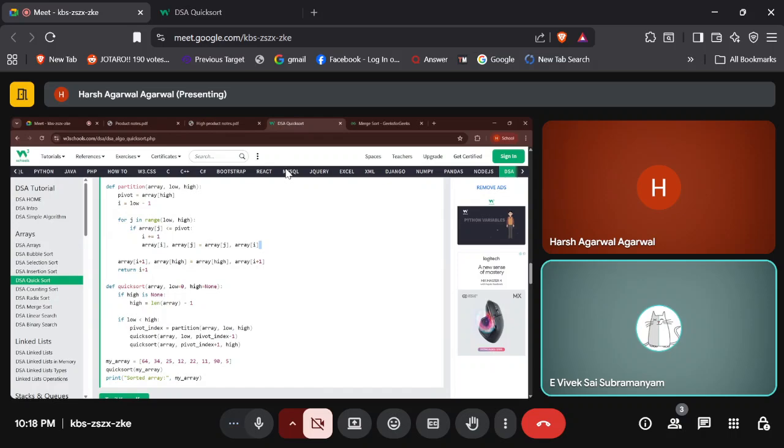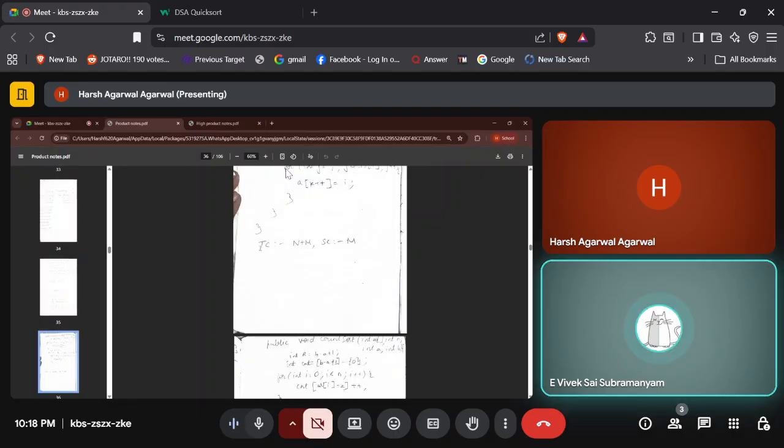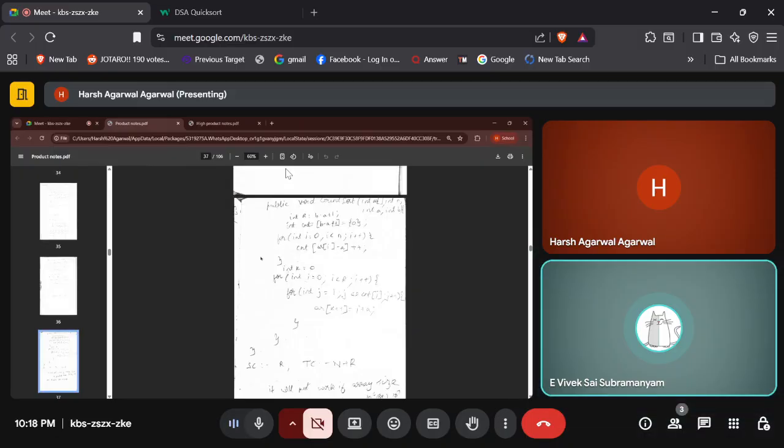Okay, leave quicksort, leave merge sort also. Merge sort is irritating. Leave it off. Go to product notes. Next, go down. Insertion sort, we already discussed. Count sort is nothing. What is count sort, man?